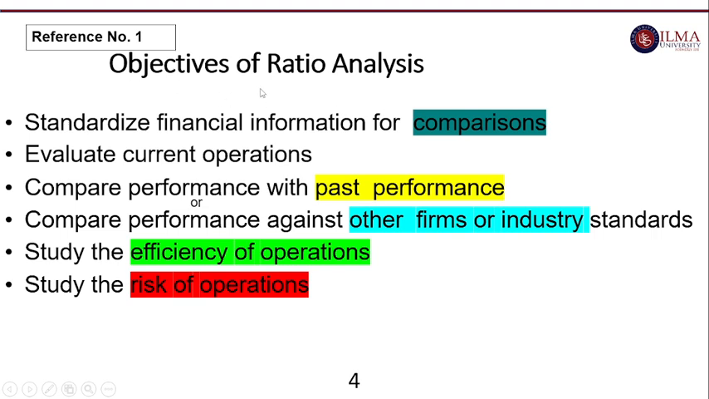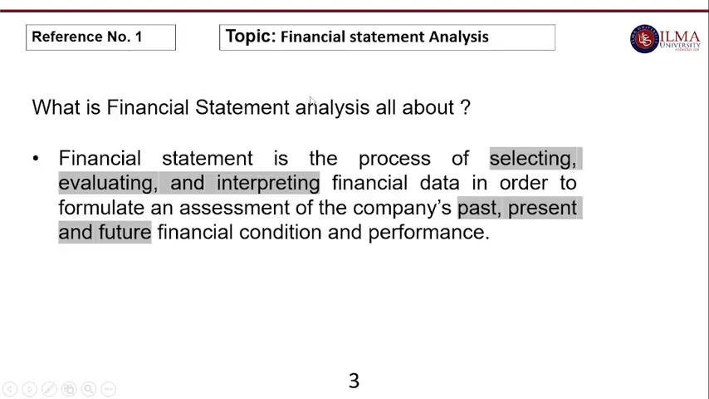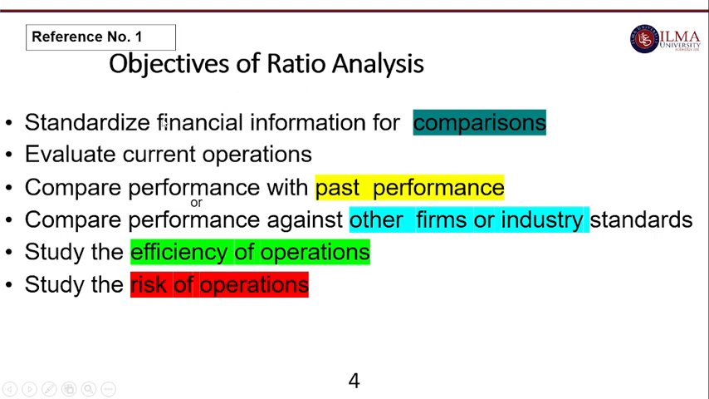Now next is the objective of ratio analysis. This was the financial analysis, and this is the objective of the ratio analysis. Standardize financial information for comparison. What are the objectives of ratio analysis? Evaluate current operations, compare performance with past performance, and compare performance against other firms or the industry. Study the efficiency of operations, and last, study the risks of operation.